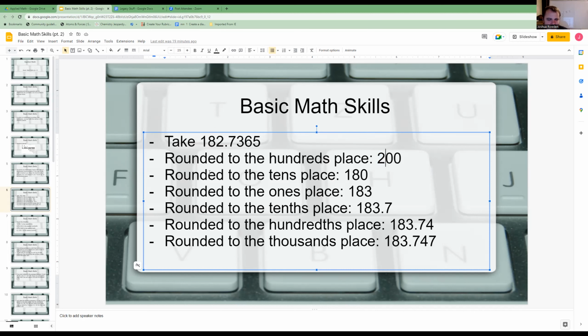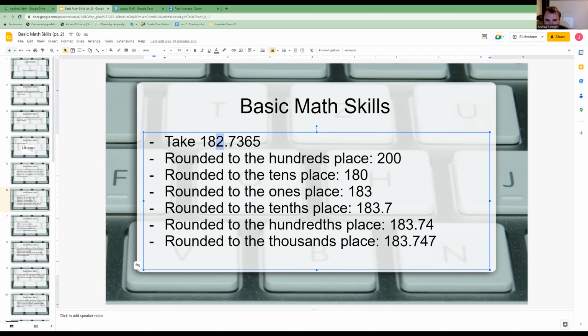So if you round to the tens place, go to the tens place and look at what's there. We have 1, 8. What do I round this to? Do I round up to 190 or down to 180? Well, this is a 2 right here, so you round down and make it 180. What about the ones place? 182. What's to the right of the 2? It's 0.7. So round up, make it 183.